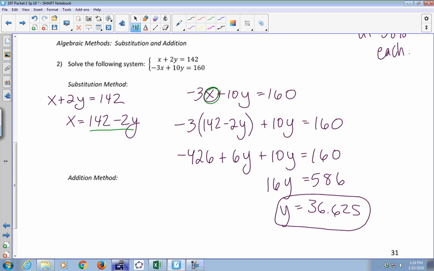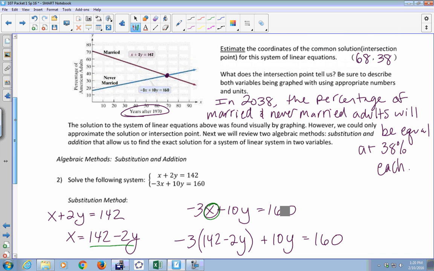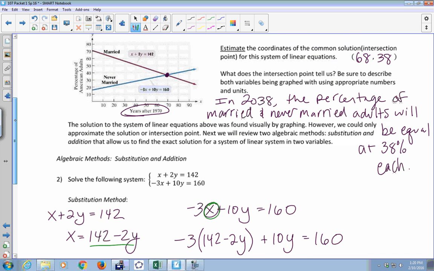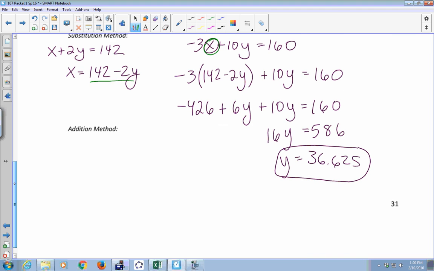Is that close to our estimate that we got graphically? What was our estimate graphically? 38. Yeah, so that's pretty decent. Yeah, it's pretty good. Pretty good guess.